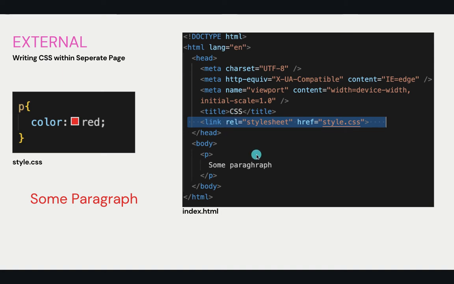The syntax is: within the head tag you write a link tag, then rel for the relation of stylesheet, then href with the path of your style.css. If you are creating it in the same folder where index.html is present, this style.css will be included with the help of link in that page, and automatically the property written for the paragraph will be applied to the paragraph within that page, and you will see your output in red color.